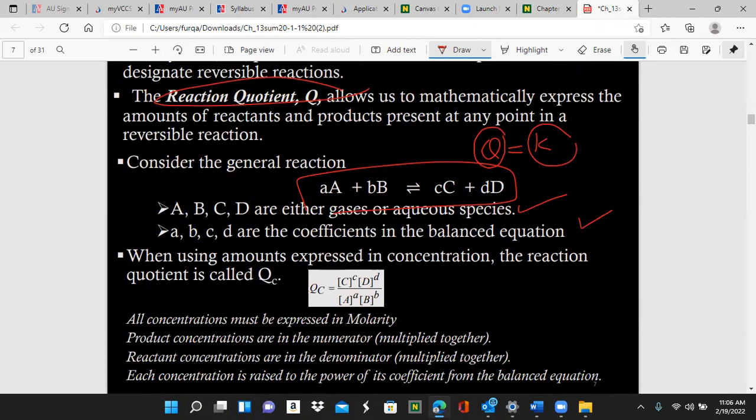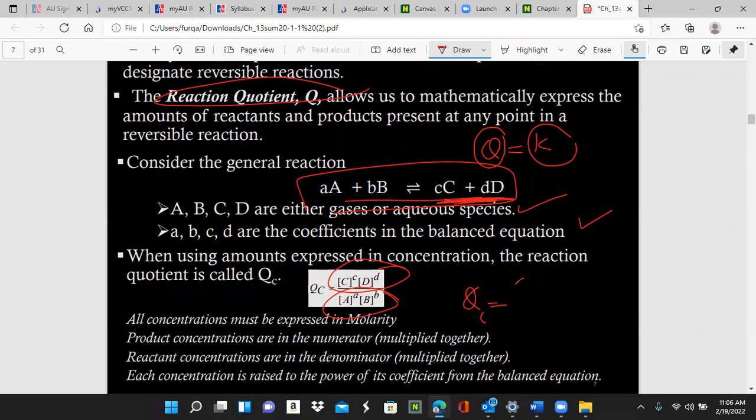These are either gases or aqueous, and a, b, c, d are the mole ratios. How do we write the Q expression, or how do we write the K expression? It's always going to be the products divided by the reactants. If you have many products, then it's going to be the product of each of them raised to the power of their mole ratio. So if I'm writing the Q expression or K expression for this chemical reaction, that's going to be Qc is equal to, my products are here, and because they are gases or aqueous, they're going to go into the expression. If they are liquid and solid, they will never appear in the expression.